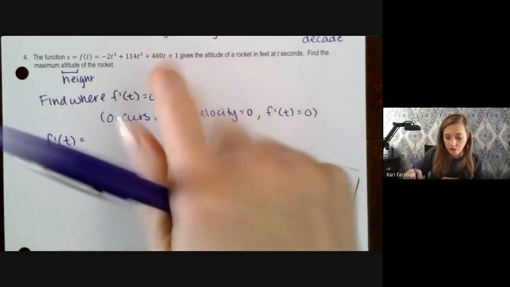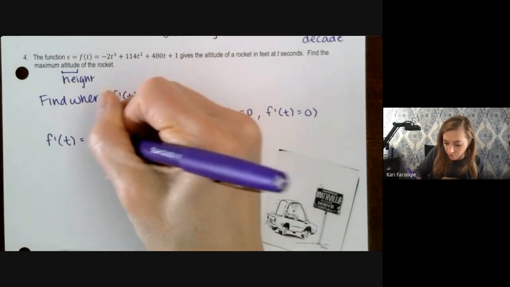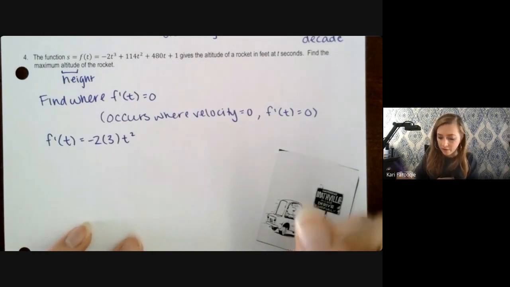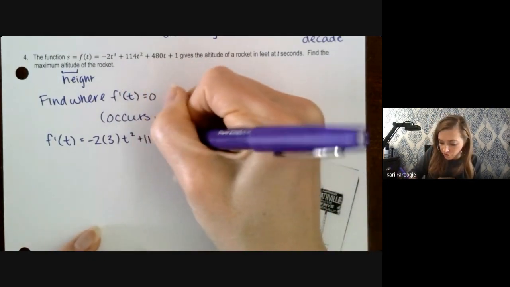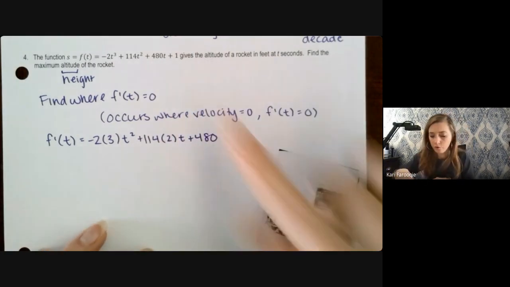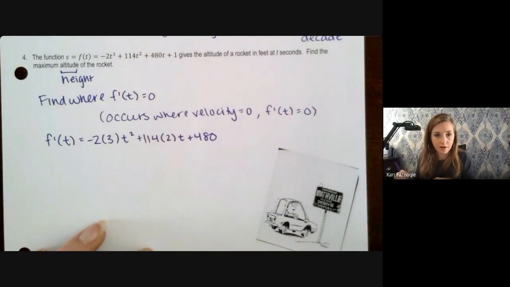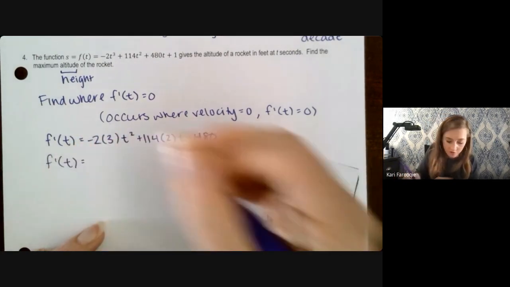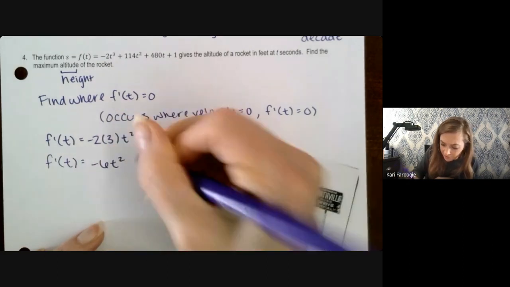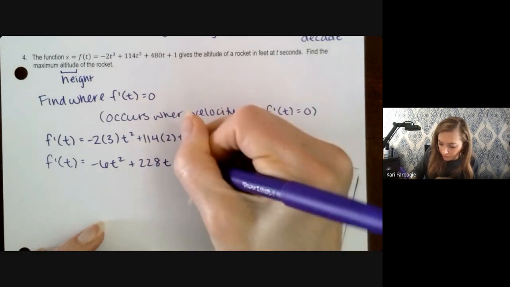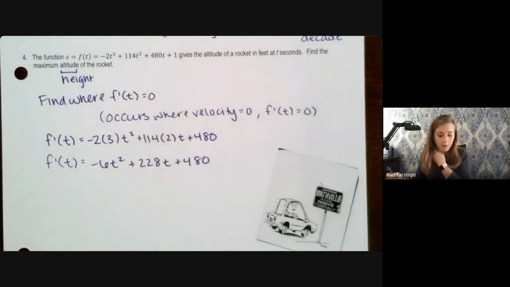So I'm taking my function here. I'm going to just use my rules, bring that 3 down, and then I have this written as 2 cubed plus 114 times 2t plus 480. So the derivative of 480t is just 480. And then I'm going to evaluate this. I guess I could simplify it first. It really doesn't matter because we're going to be evaluating it. But this gives us negative 6t squared plus 228t plus 480.